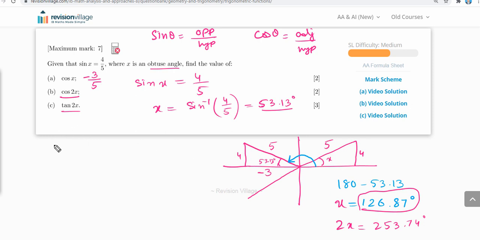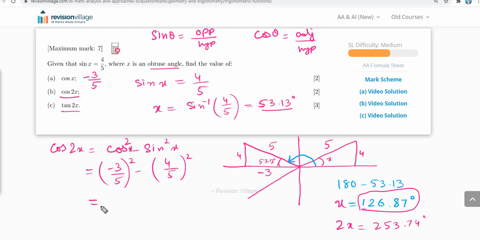As we know, cos of 2x is equal to cos square x minus sine square x. We have the value of cos of x and the value of sine of x. We'll just insert them over here and we'll get the answer. So cos square x is -3 over 5 whole square, and sine square x is 4 over 5 whole square. So this will give us the answer for cos of 2x. I'll just put that into the calculator and solve it in one go. The answer that I have gotten is -7 over 25. So -7 over 25 is the answer for cos of 2x.